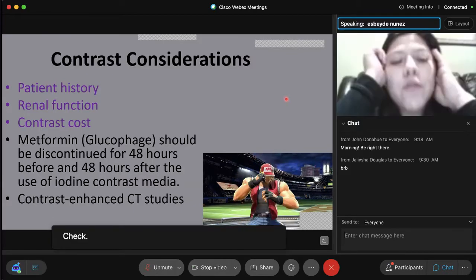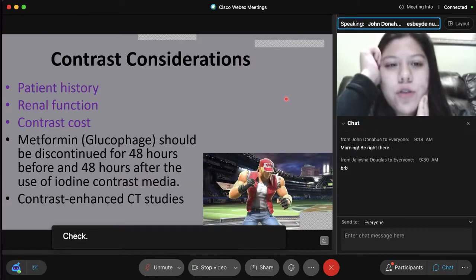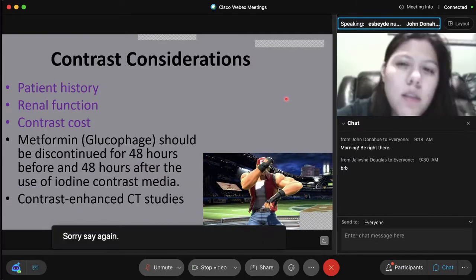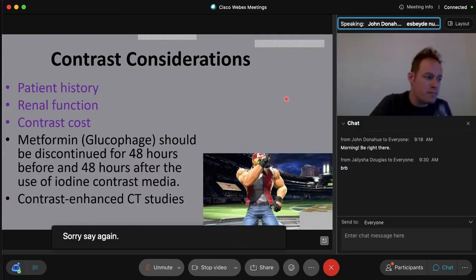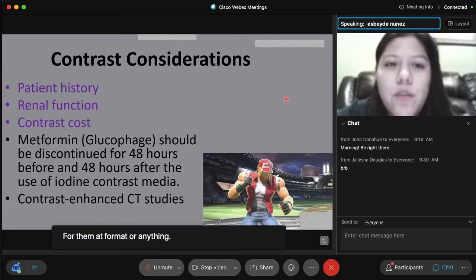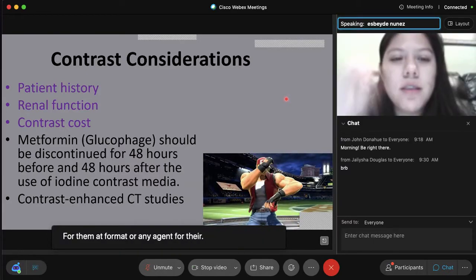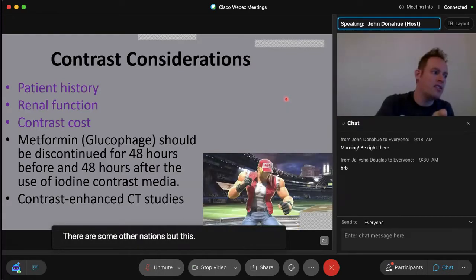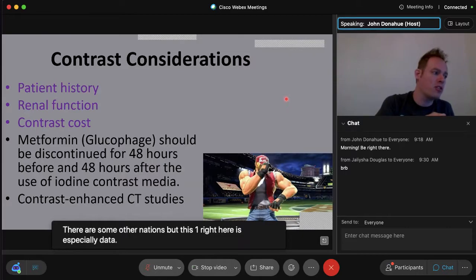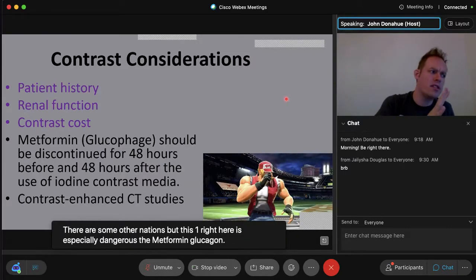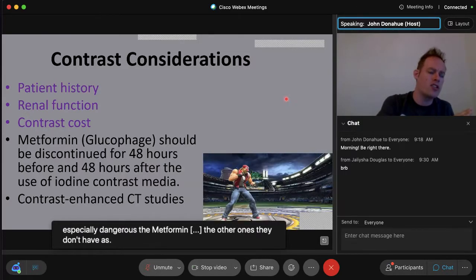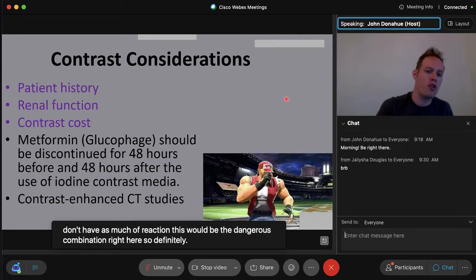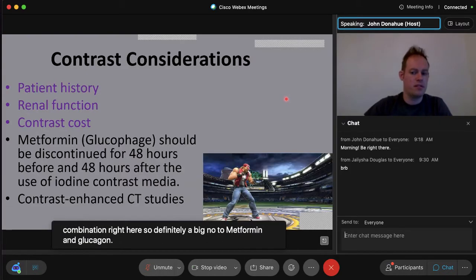Mr. Donahue, is it just for the metformin or any medication that helps with the sugar? Sorry, say that again? Is it just for the metformin or any medication for their diabetes? It's specific. There are some other combinations, but this one right here is especially dangerous, the metformin glucophage. The other ones, they don't have as much of a reaction. This would be the dangerous combination right here. So definitely a big no to metformin and glucophage.